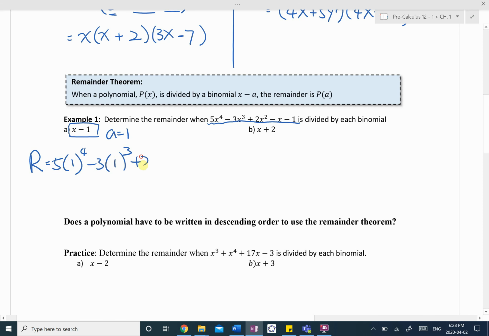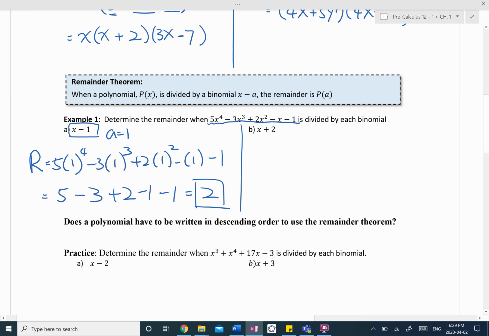So I'm just going to do it quickly here. I really suggest you put brackets around the 1, to avoid confusion, because sometimes it will be negative, as in part B, you'll see shortly. Once we expand this, you should have 5 minus 3 plus 2 minus 1, which is positive 2. So if we divide this polynomial, 5x to the power 4 minus 3x cubed plus 2x squared minus x minus 1, by x minus 1, the remainder would be 2.